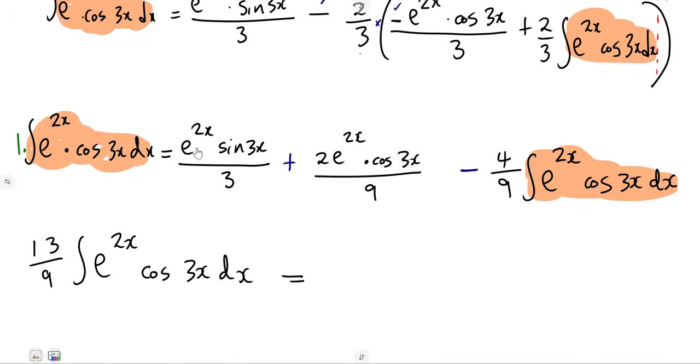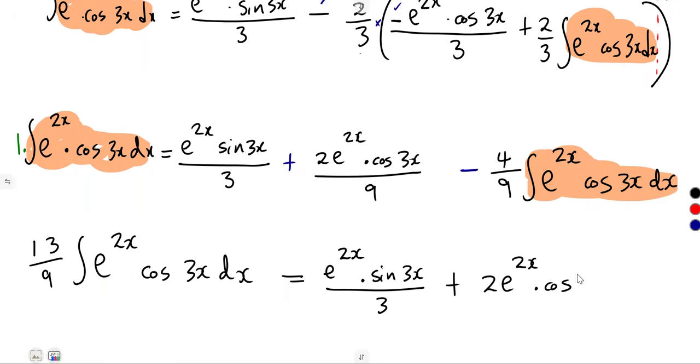Yes, we can factor out e to the exponent of x if you want that one, or just leave it as it is. So that's e to the exponent of 2x sine of 3x, everything over 3 plus 2e to the exponent of 2x, the cos of 3x, everything over 9. Remember, we took this one to the other side. So that's it, guys. We are almost there.